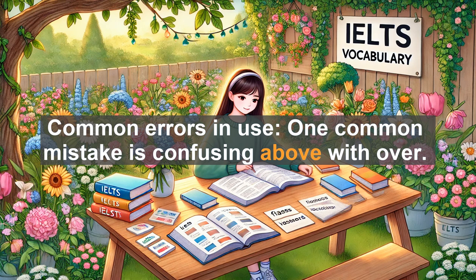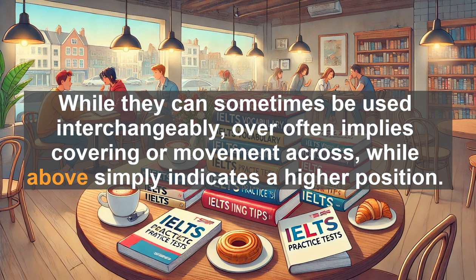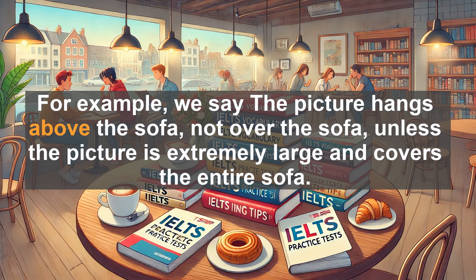Common errors in use. One common mistake is confusing "above" with "over". While they can sometimes be used interchangeably, "over" often implies covering or movement across, while "above" simply indicates a higher position. For example, we say the picture hangs above the sofa and not over the sofa, unless the picture is extremely large and covers the entire sofa.